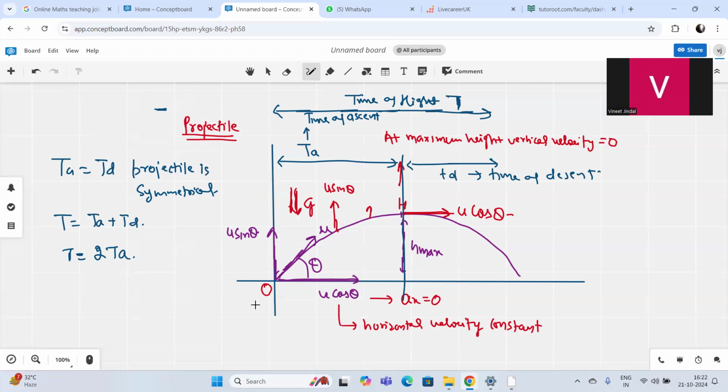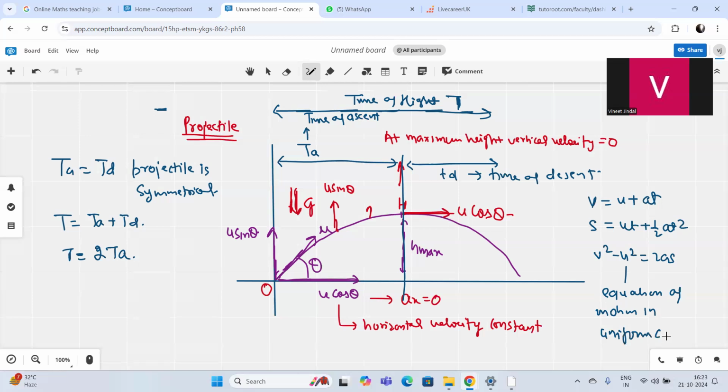As we know, we have the three equations of motion in uniform acceleration: v is equal to u plus at, s is equal to ut plus half at square, and v square minus u square is equal to 2as. These are the equations of motion in uniform acceleration.